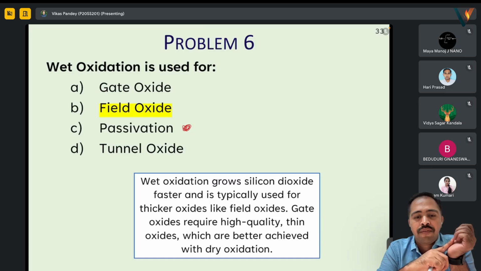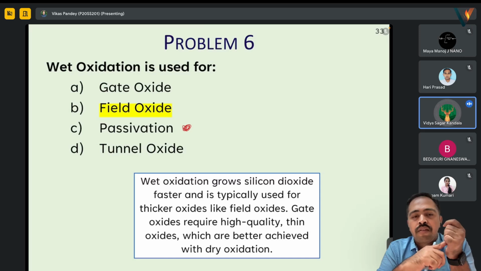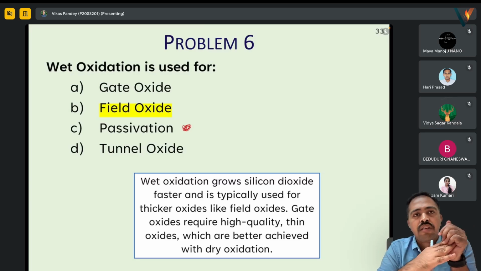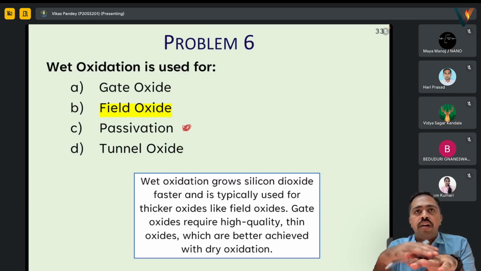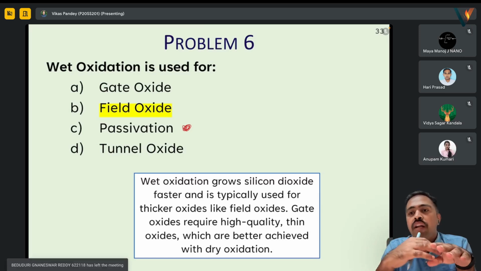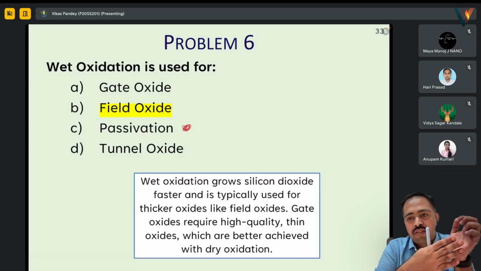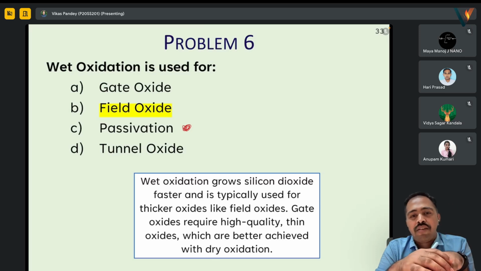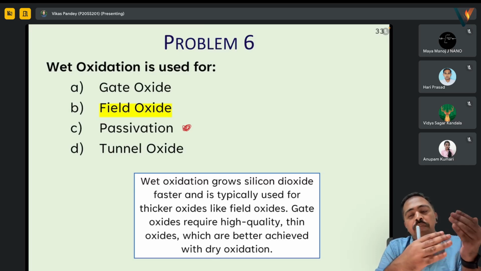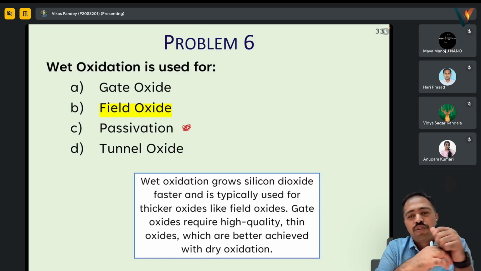Fine. But you're telling that passivation doesn't require high quality, sir. Why is it so? Because passivation's purpose is environmental protection. Yes, it is just for protection. It has no electronic role. It does not play any role in electronics. It is just to cover. If you want to cover better, you can make it thick. There is no issue with this.